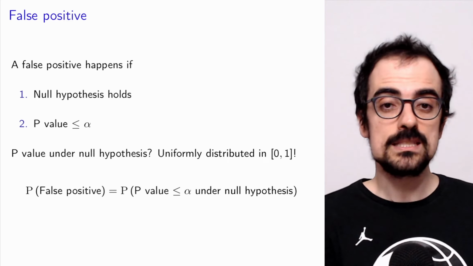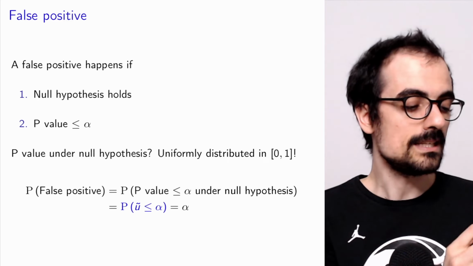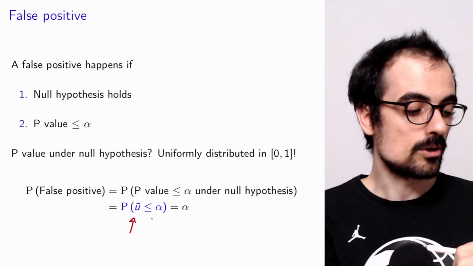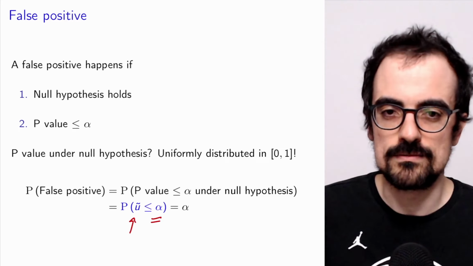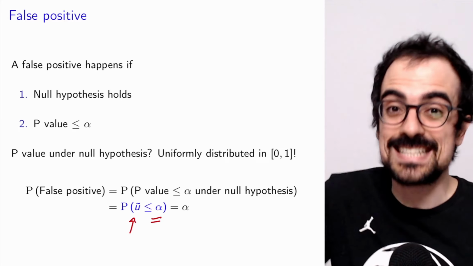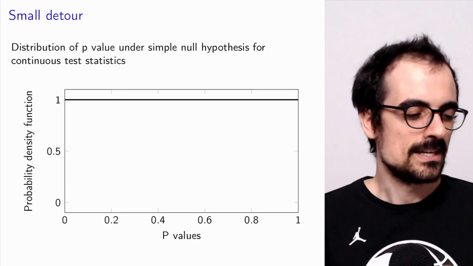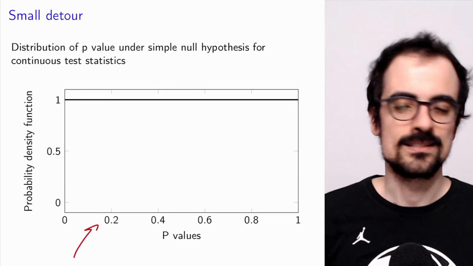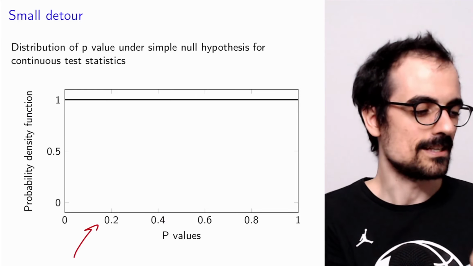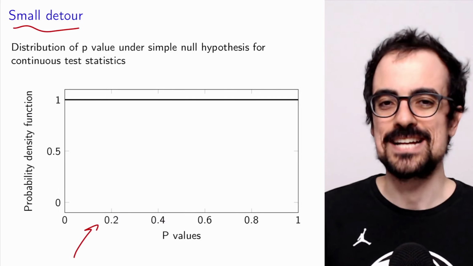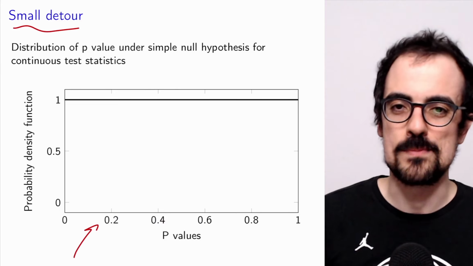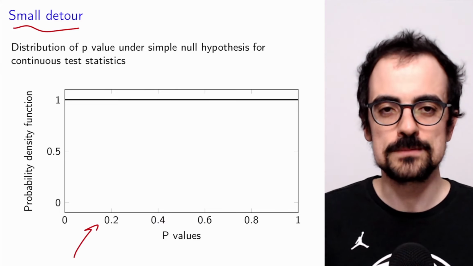Because now the probability of having a false positive is the probability that a uniform random variable is smaller or equal to alpha, where alpha is, for example, 5%. And that probability is exactly alpha. So just to make this very clear, this is a small detour because we're going to talk about the implications of this for multiple testing, and then we will go back to Giannis Antetokounmpo's free throws.